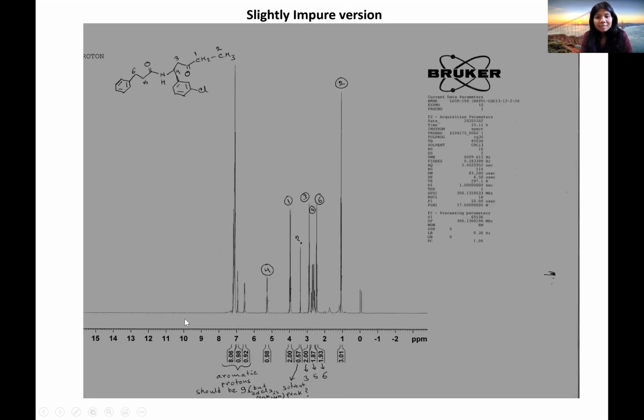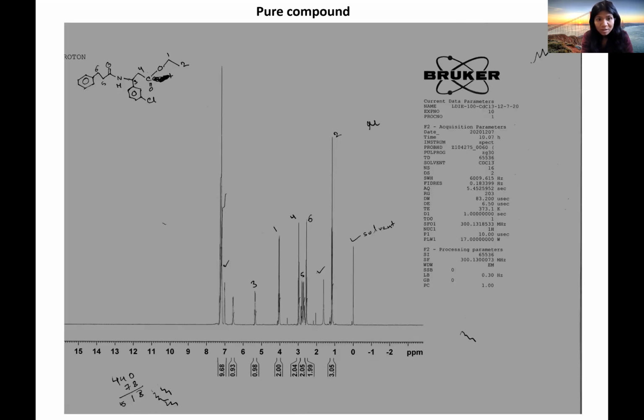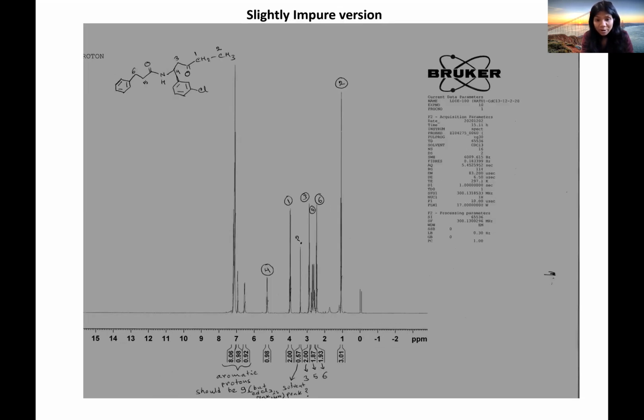So this is another version of the same compound NMR, in which the compound was slightly more impure compared to the previous one. So let's check the NMR of the impure version. We had all those peaks, one corresponding to one proton, then another corresponding to two, another to two, another to two, one more corresponding to two protons, and then another corresponding to three protons. We have all those peaks, but we have extra peaks over here.